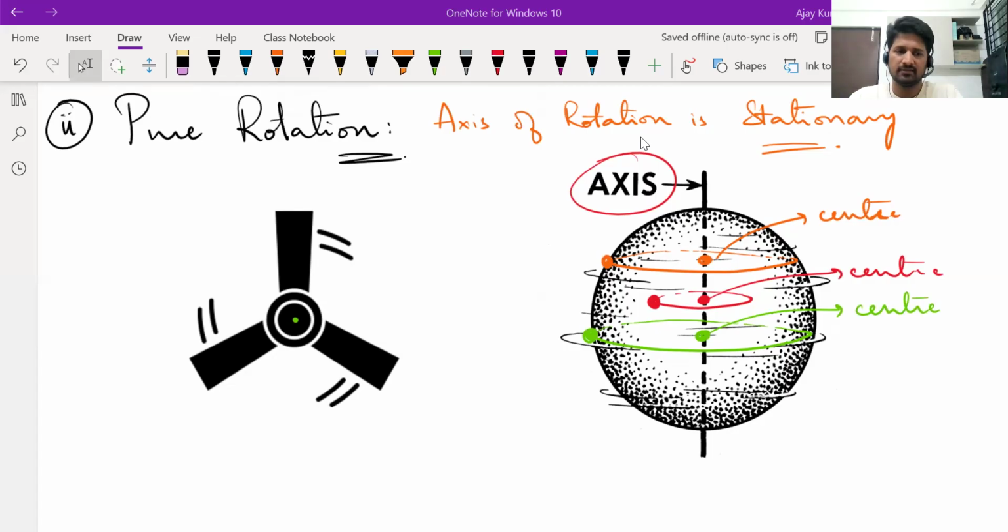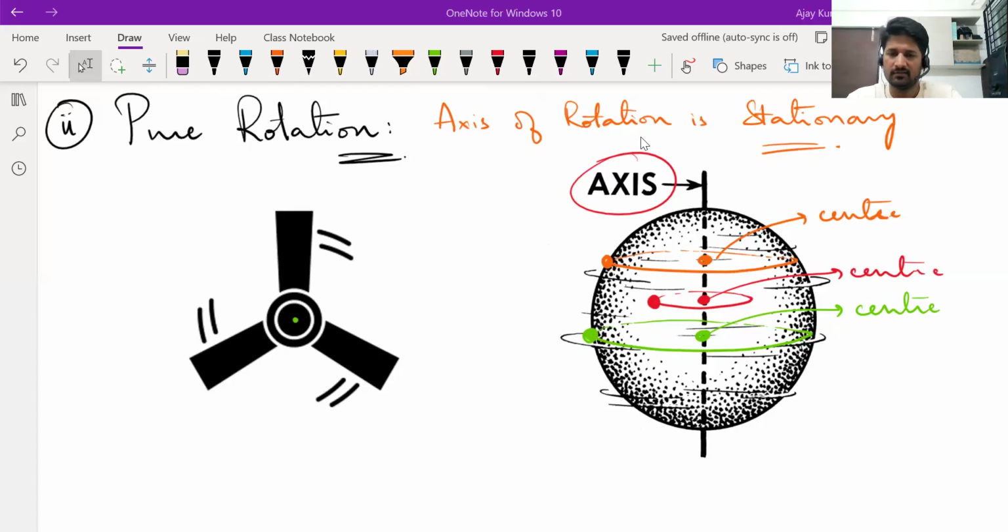Pawan, what do you think? Sir, yes. How do you justify that? Why do you think the Earth's axis of rotation is not moving? Earth is moving, but we take the center as one point. See, center is one point only. I'm asking, is that point moving or not?